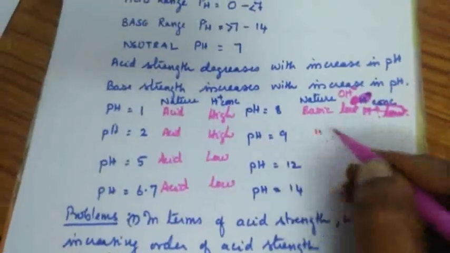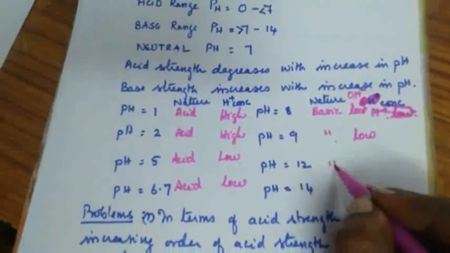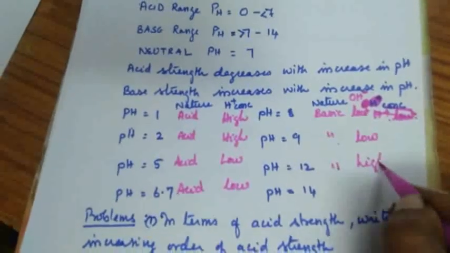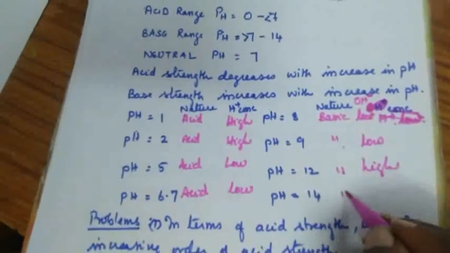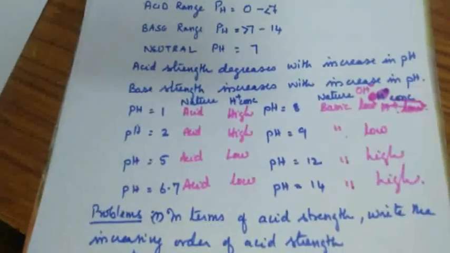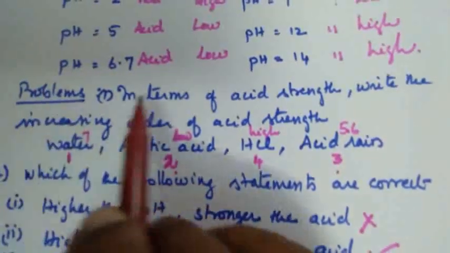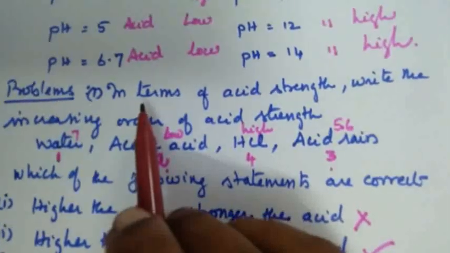Then pH 9, the nature is basic and the concentration is again low. pH 12, it is basic, and the concentration of hydroxide is high. pH 14, basic, and the concentration is very high. Let us see a problem to understand acid strength better.